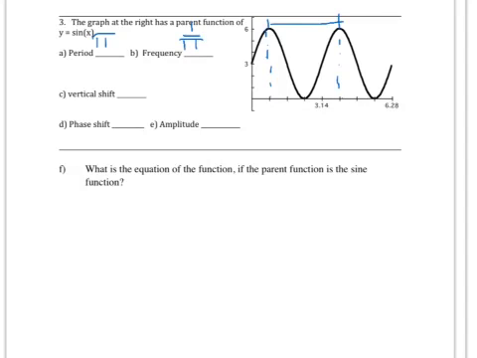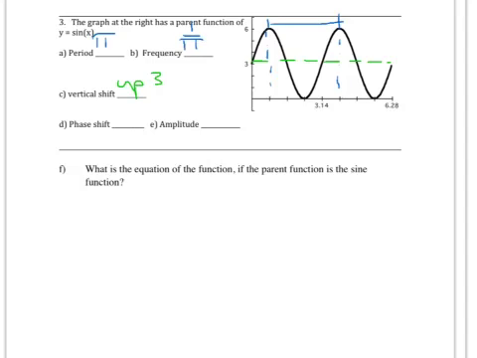So the next thing we want is an idea about the vertical shift. And the vertical shift is how far has the center line been moved. Well, there's the center line of that wave, and either sine or cosine has a center line at 0. So the vertical shift is up 3.